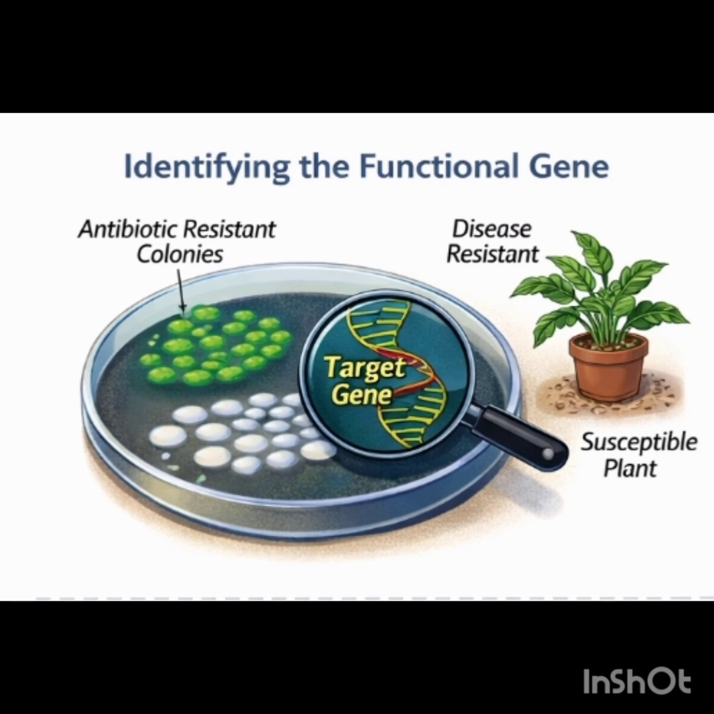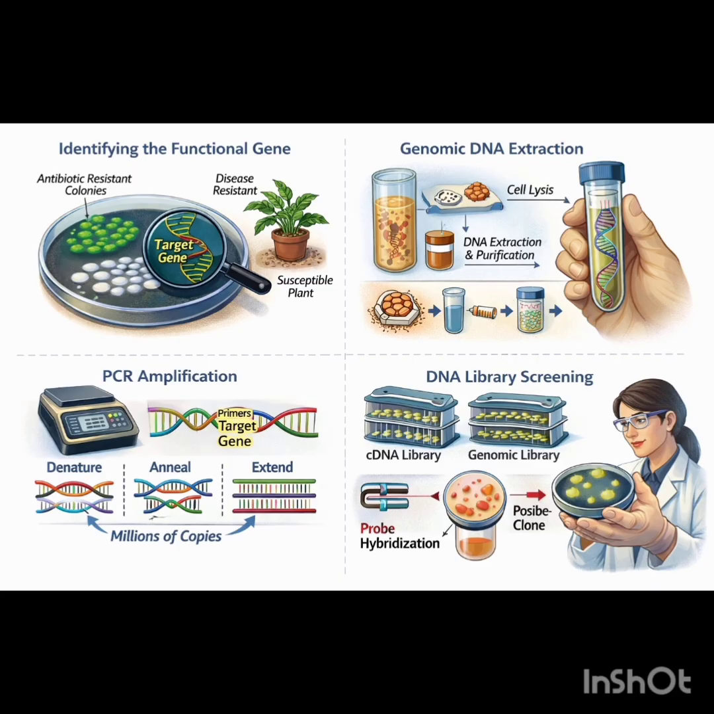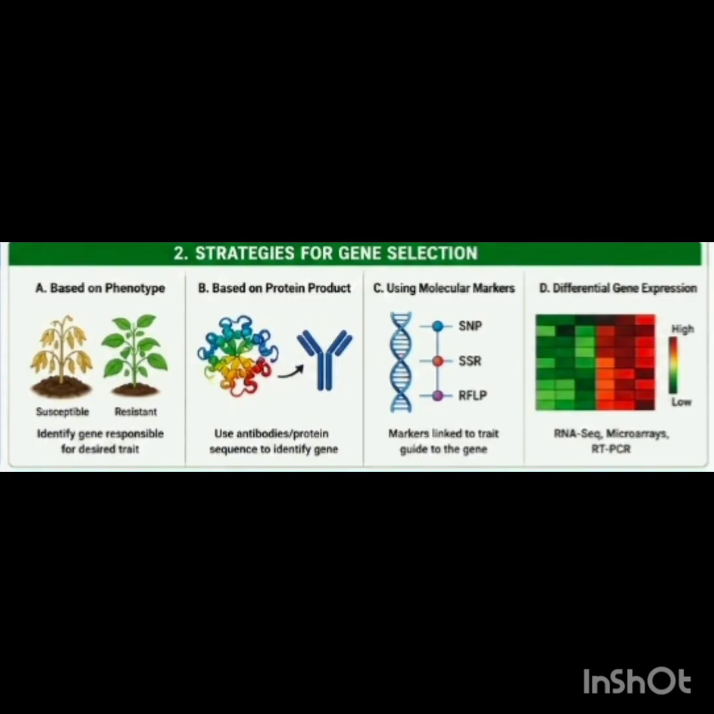If the protein produced by a gene is known, scientists can use antibodies or protein sequencing to trace back to the corresponding gene. For example, isolation of the human insulin gene was facilitated by knowledge of the insulin protein sequence. Next is the selection using molecular markers. DNA markers linked to a trait help locate the desired gene. Example, RFLP markers, SSR markers, SNP markers. These markers act like signposts guiding researchers to the gene.